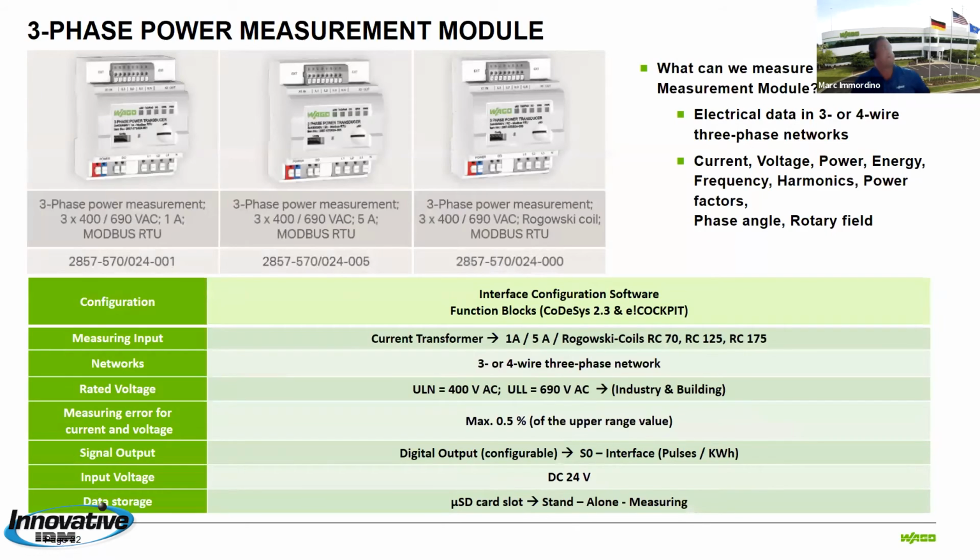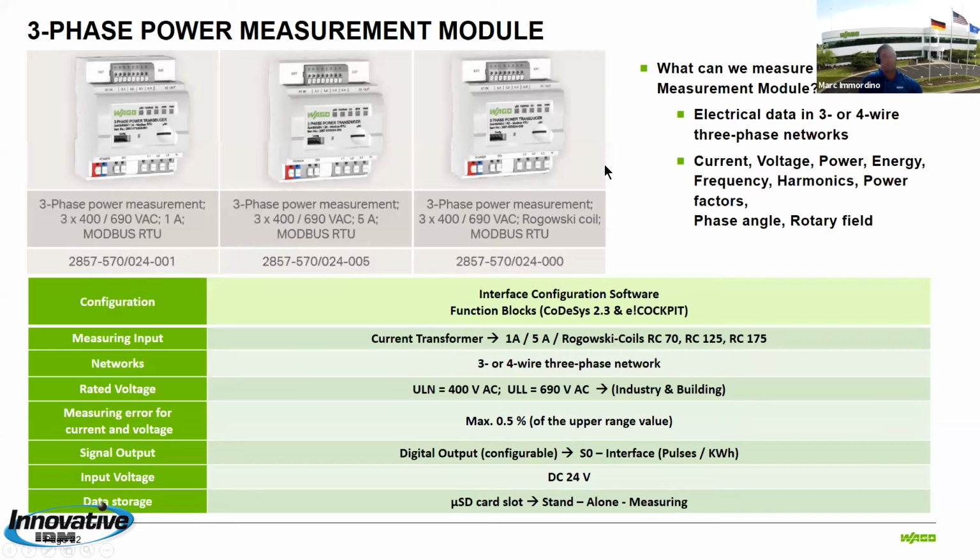We also have what are known as 3-phase power measurement modules. These are individual modules independent of the IO system. What this allows us to do is the same thing we just talked about, where we can bring our voltage and current measurement into the device, and then we can transmit that via Modbus RTU. You just have an RJ45 connection on here for Modbus RTU. And it allows us to look at current, voltage, power, energy, frequency, harmonics, power factors, phase angle, rotary field. All of that information can be analyzed within these devices.